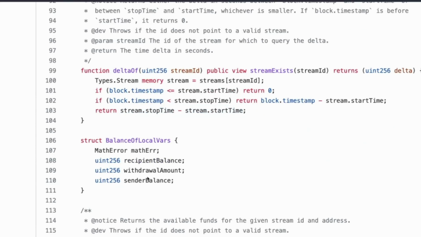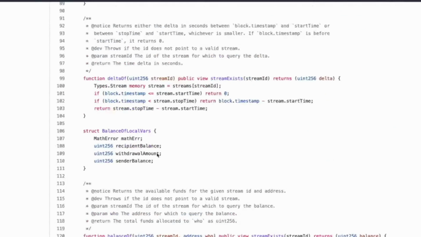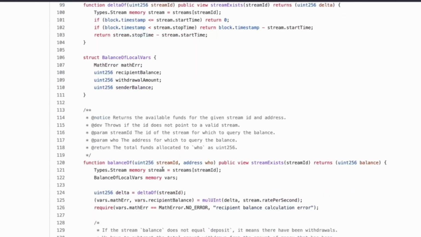Balance of local variables. So they had a math error in careful math I saw when we were there. So we could look at that. I think it's a struct with the details of the math error. We could check it out if you wanted. And then a recipient balance, withdrawal amount, and sender balance. Once again, I don't think the name of the struct is very solid. And then we're going to probably use it now in this function on 120.